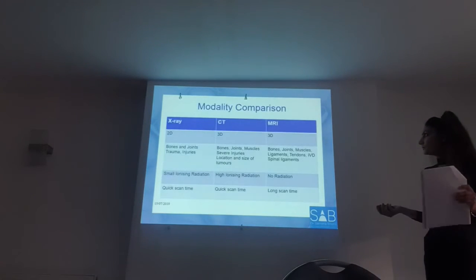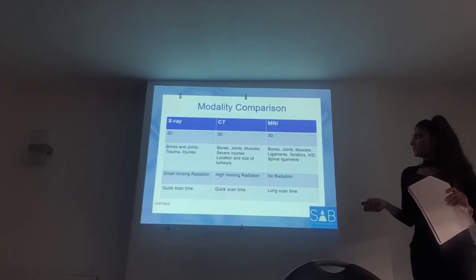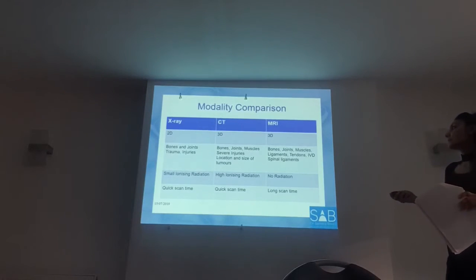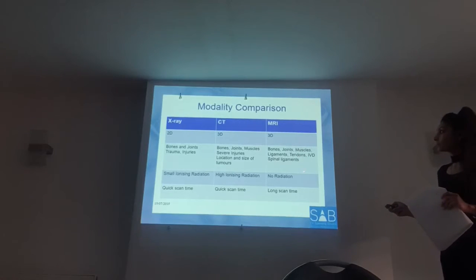Okay, so comparison then. You've got 2D images with x-rays, but 3D with MRI and CT. Your x-rays show up bones and joints and trauma and injuries, but with CT you get a bit more detail, so you get the exact location and size of a tumor, for example. It's most useful for severe injuries. Whereas your MRI is for your ligaments, tendons, discs, spinal ligaments, muscles, joints, bones. It's good at visualizing those things because of the 3D structure.